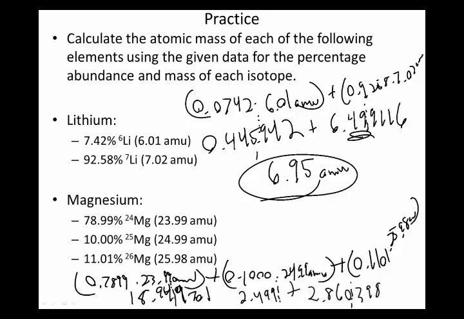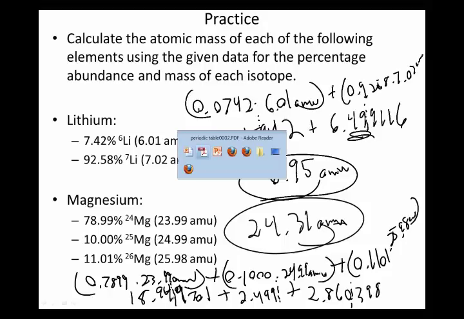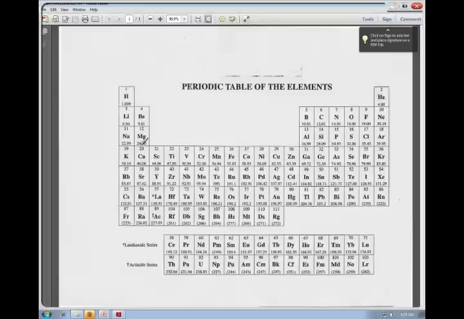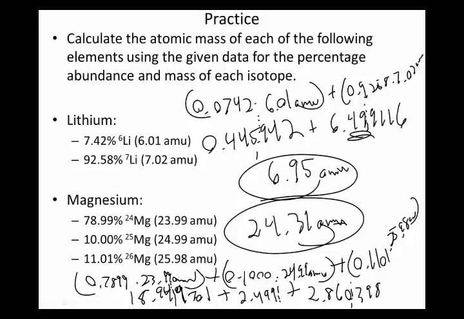So 18.949701, 2.4991, should be a plus sign here, plus 2.860398, and so I get 24.31 AMU. Check the periodic table. Again, I'm rounding, I'm getting one higher in that last significant figure, it seems to be, but that's okay. Okay, and that is average atomic mass.